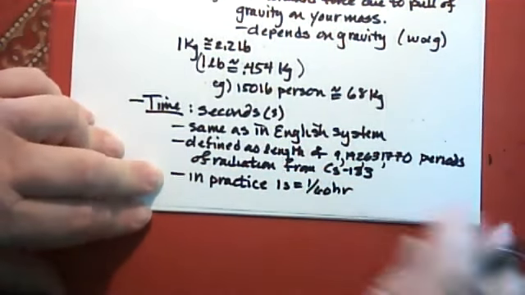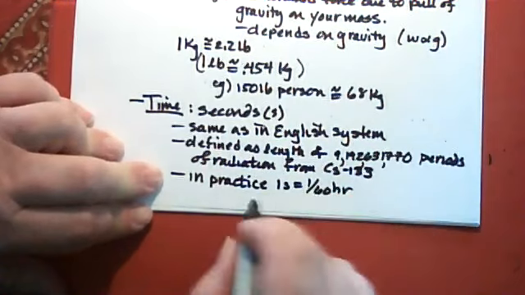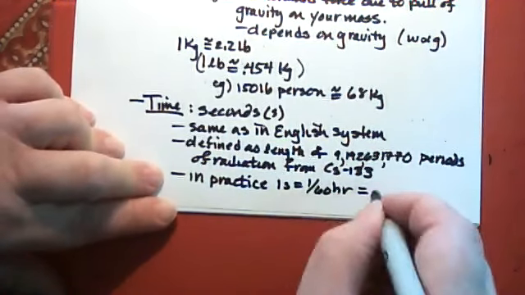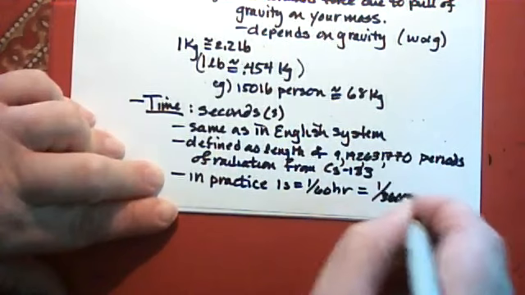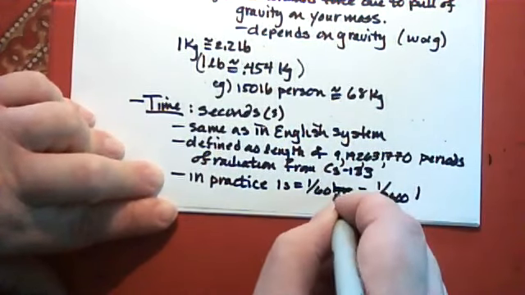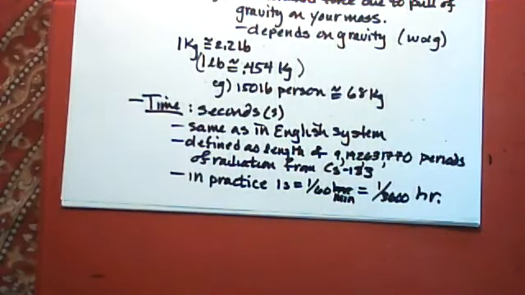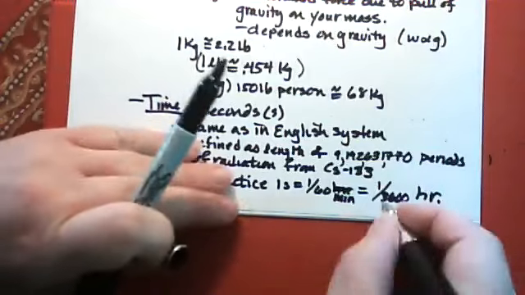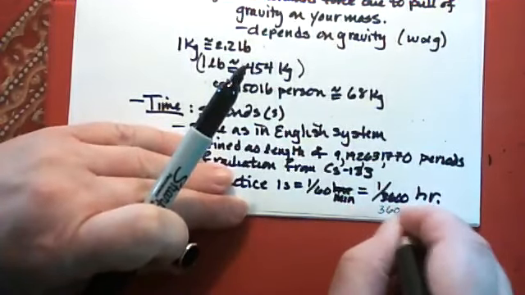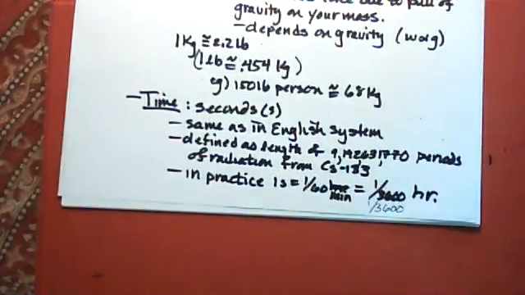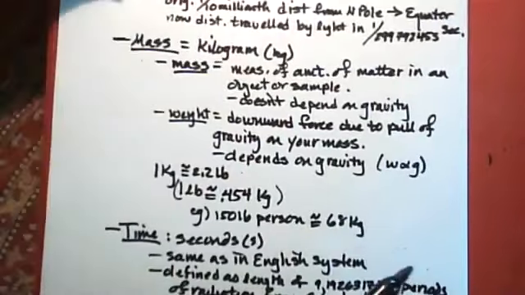In practice, we use the same relationships we do in everyday life. So 1 second is 1/60th of a minute. Or 1/3600th of an hour, because there are 60 seconds in a minute and 60 minutes in an hour. So 60 times 60 is 3600.